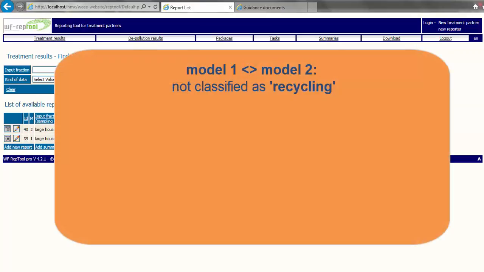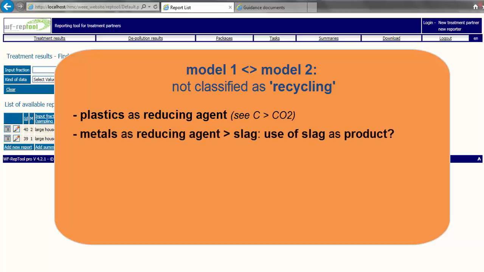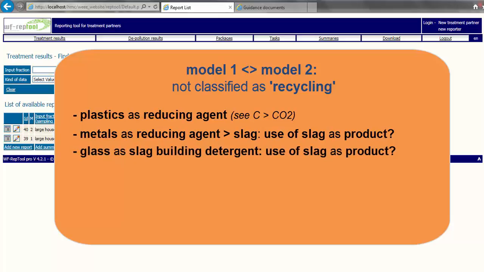The main differences between Model 1 and Model 2 are the definition and interpretation of recycling. In cases of plastics being used as reducing agent in, e.g., a copper smelter, this will not be classified as recycling anymore, as no products are achieved. Carbon will leave the process as CO2. For metals being used as reducing agent and going to the slag, the question on the use of the slag as product will have to be answered. For glass being used as slag building detergent and going to the slag, also the question on the use of slag as a product will have to be answered.